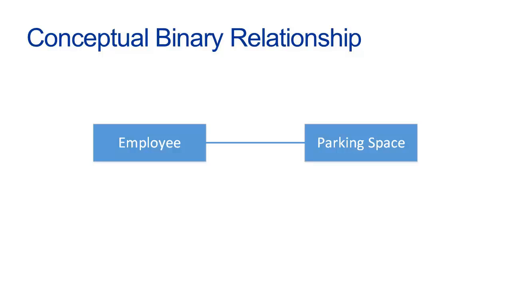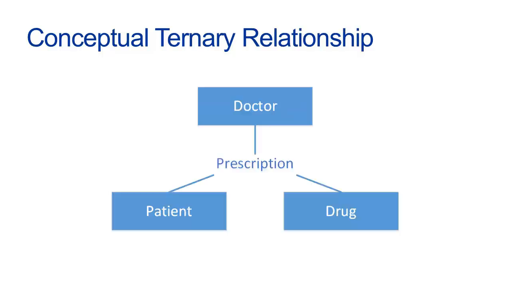Here we see an example of a binary relationship. In this case, we have 2 entities, employee and parking space, and these 2 entities are related to each other. So an employee may park in a parking space, or a parking space may be assigned to an employee. This is a binary relationship, or a degree 2 relationship, and these types of relationships are the most common in entity relationship modeling. Here we see a conceptual ternary relationship.